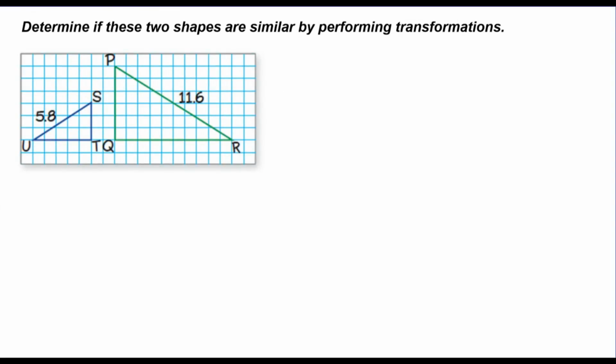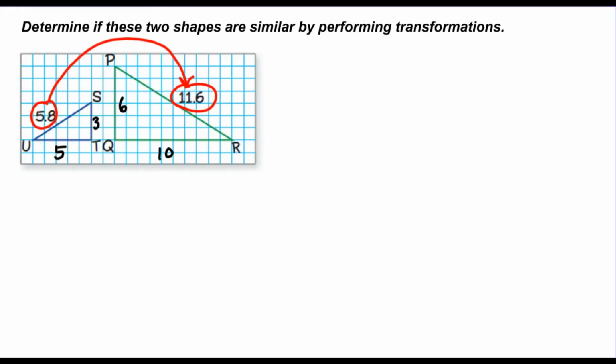What about these two triangles? Well, again, I'm given two side lengths here, the 5.8 and the 11.6 units long. So again, if I was going to use a scale factor to try to dilate the smaller one to the larger one, I would have to use a scale factor of 2 again. So will that scale factor work for the other sides? Well, this side here, ST, is 3 units long, and the bottom UT is 5 units long. And then on the green triangle, QR is 10 units long and PQ is 6 units long.